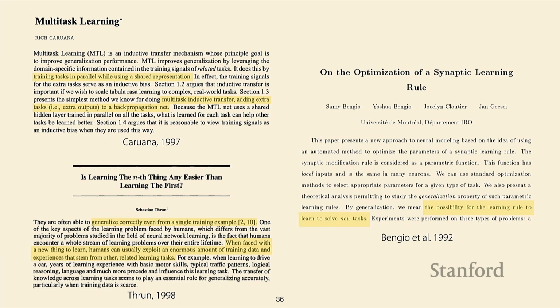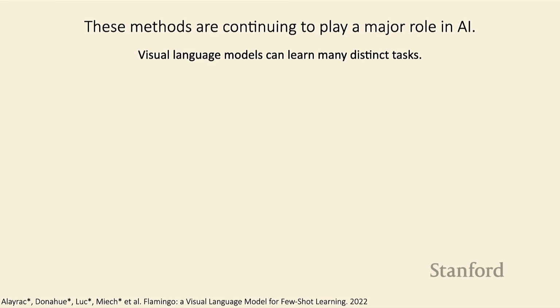From even earlier, from 1992, some folks like Samy Bengio and Yoshua Bengio, who you may have heard of, were talking about the possibility of a learning rule to learn to solve new tasks. So ideas from meta-learning. A lot of these ideas aren't that new. They've existed for a pretty long time at this point. And yet, even though they've existed for a long time, they're continuing to play a major role in AI systems.